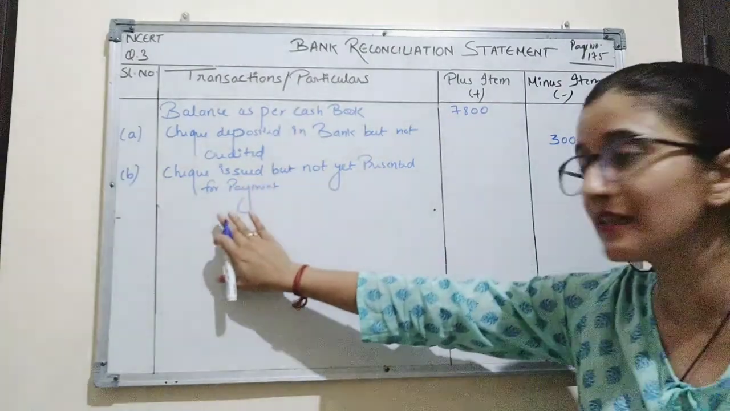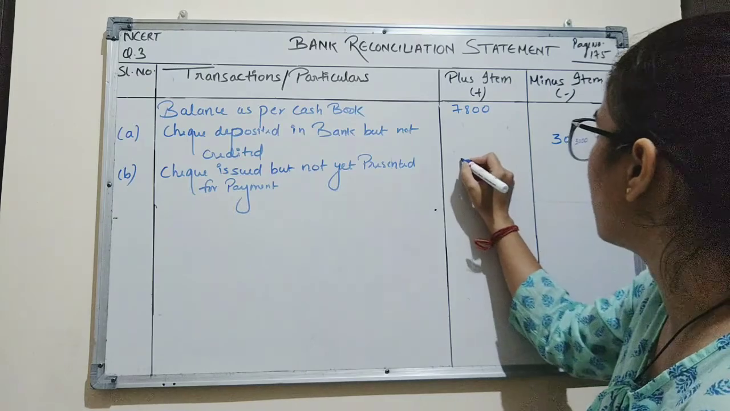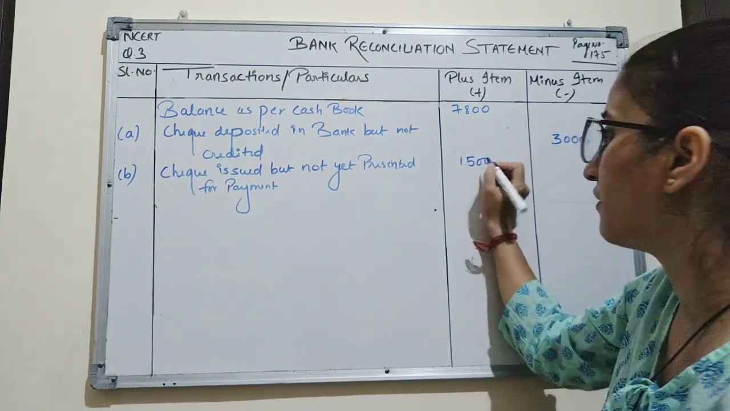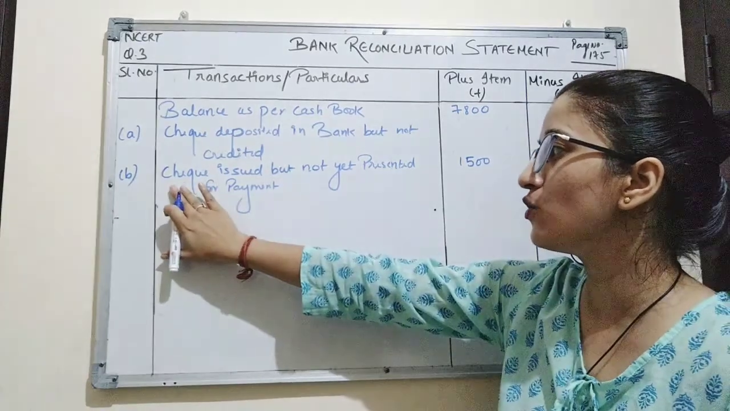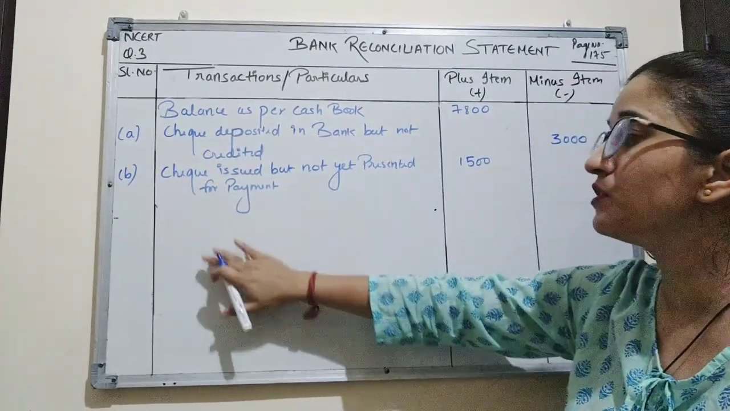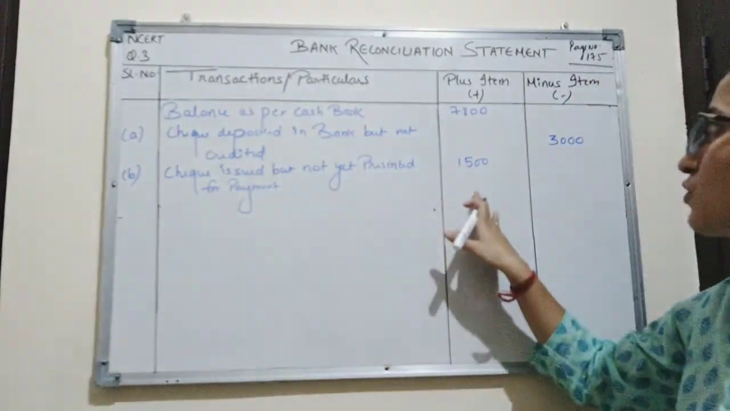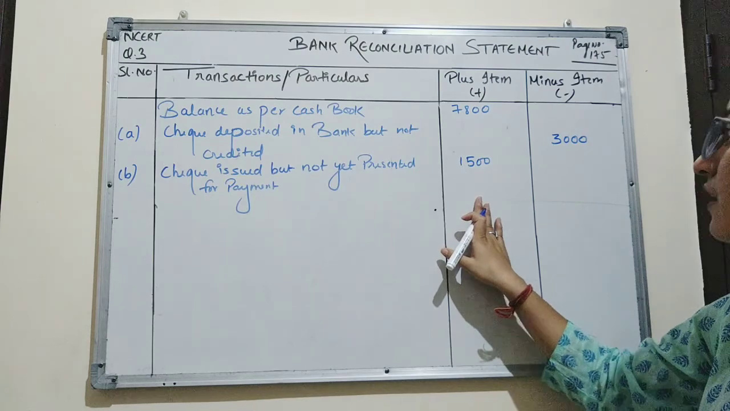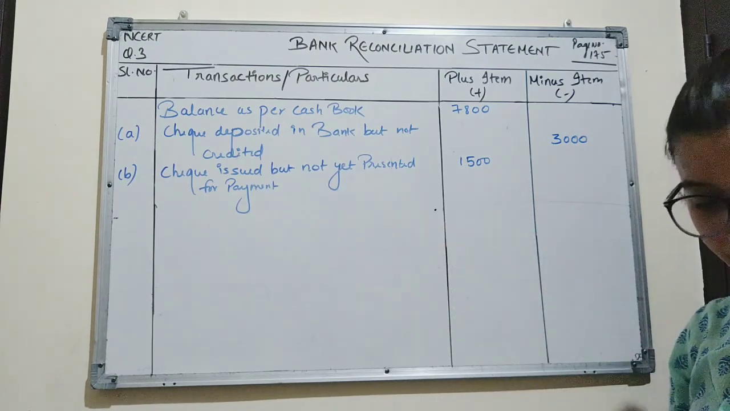So to reconcile the statement, we will record this amount on the plus column. The amount is 1500. चेक इशू किया है लेकिन अभी प्रेजेंट नहीं किया पेमेंट के लिए. सो चेक इशू करने में बिजनेसमैन क्या करेगा, कैश बुक में से वो अमाउंट डिडक्ट कर देगा, लेकिन अभी वो पेमेंट पे नहीं गया है, इसलिए हम उसको क्या कर देंगे, उस बैलेंस को रिकंसाइल करने के लिए प्लस आइटम में 1500 का अमाउंट रिकॉर्ड कर देंगे.